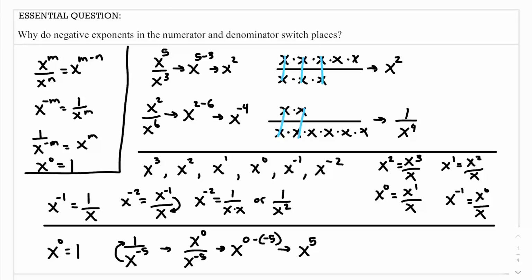I hope all of those examples help. I know negative exponents can be tricky and confusing for a lot of people. So hopefully this gives you a better understanding of why those rules work and where the negative exponents come from and how they turn into positive exponents by switching location.